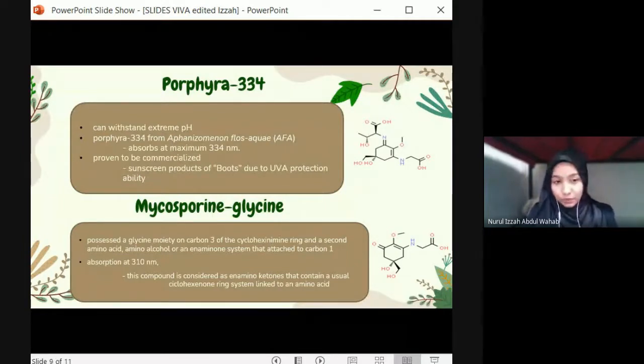Last but not least is Mycosporine-like. Mycosporine-like possess a glycine moiety on carbon 3 of the cyclohexanone ring and a second amino acid, amino alcohol, or an amino group that attaches to carbon 1. Having a maximum absorption at 310 nanometers, this compound is considered as an aminoketone that contains a usual cyclohexanone ring system linked to an amino acid.